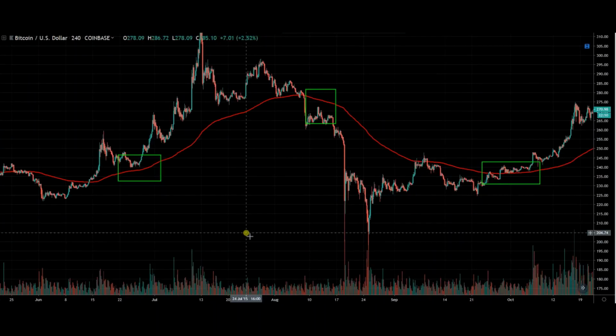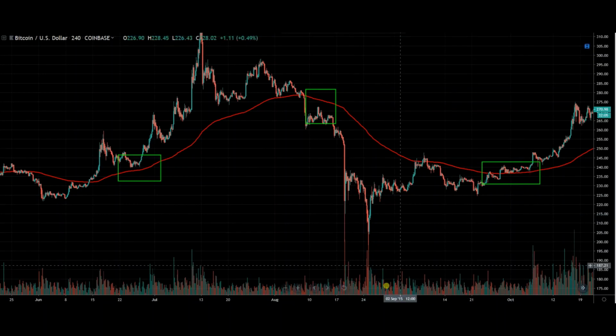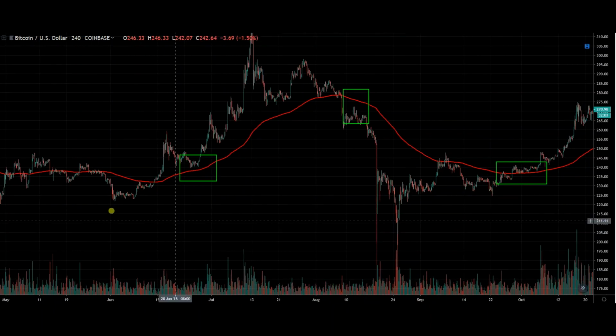Now here is the 4-hour chart, and this is the last time frame I'll go through, just to show you can use this on any time frame.